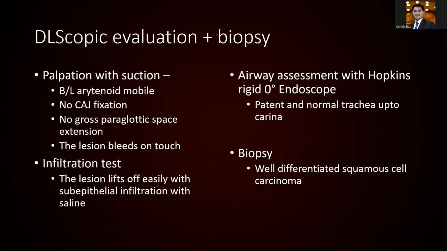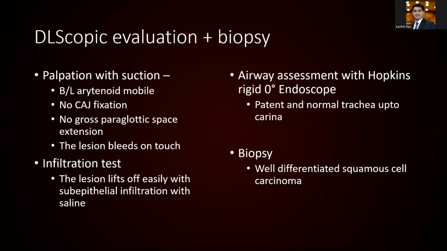We also did a gentle palpation with suction. With suction, I was able to look at the arytenoid mobility, and both the arytenoids were mobile. The same we were able to corroborate with the flexible findings. There was no fixation of the cricoarytenoid joint, no gross paraglottic extension. I was able to palpate the paraglottic space just adjacent to the true vocal cord, and we were not able to find any induration there. Also, while gently touching the tumor, the lesion bled on touch.